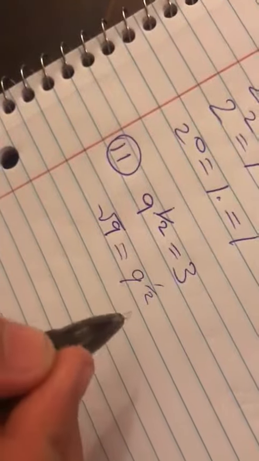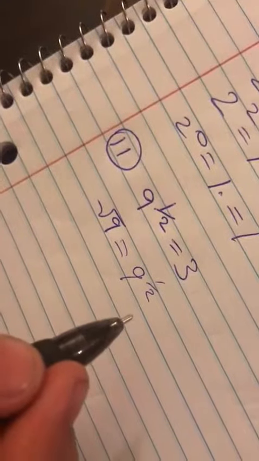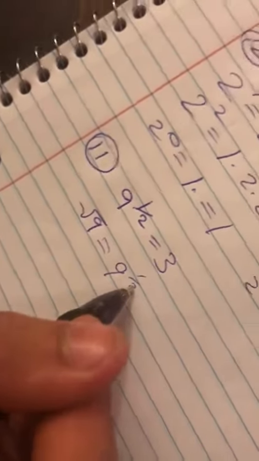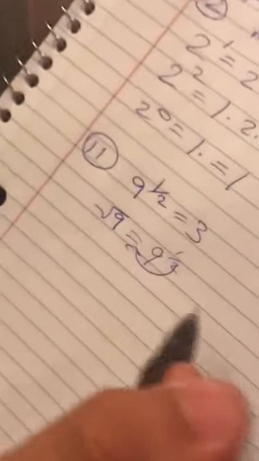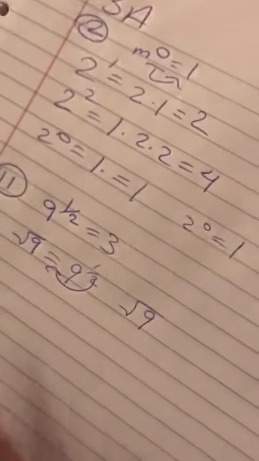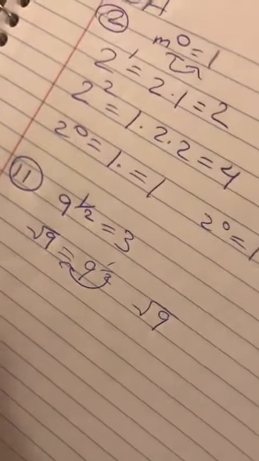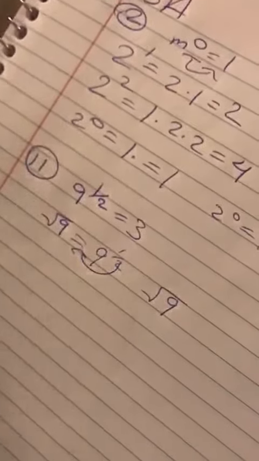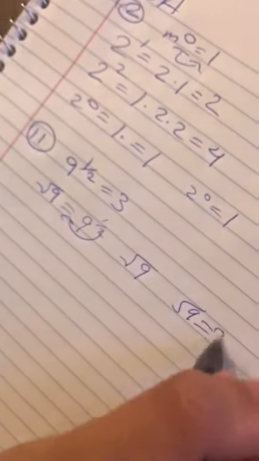But if you're going to write it a different way, you bring the 2 over here, and it's going to look like that. That's why it's called a square root, because you find the square, the 2 sides equal. All right. And then, of course, the square root of 9 is 3.